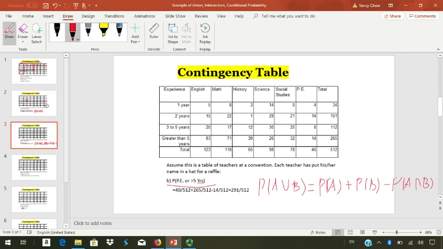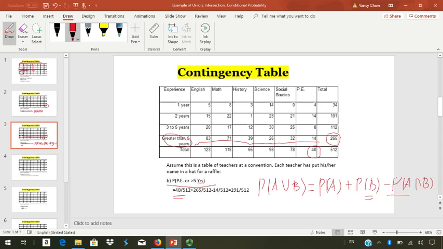So event A will be PE. The probability will be 40. The total number is 40. No matter how many years of teaching experience you have, the total number teaching PE is 40. Plus probability of B. B is more than 5 years teaching experience. So the total number is 265. No matter what subjects you teach, you have more than 5 years teaching experience.